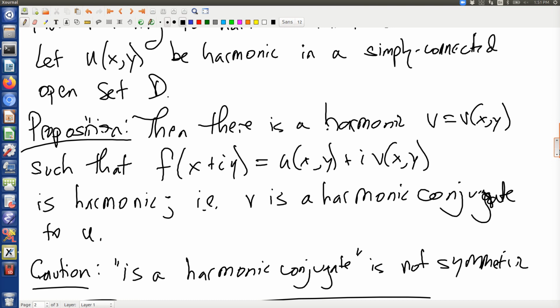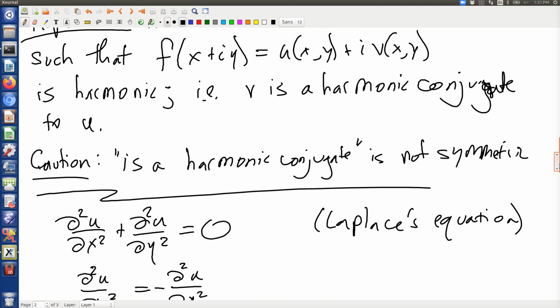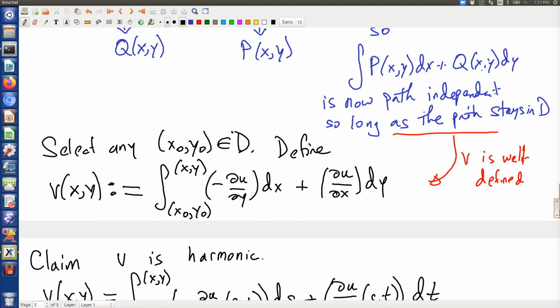If the domain's not simply connected, what can happen? What can go wrong? If the domain is not simply connected, then the problem is that v is no longer well defined. You could have potentially two different paths yielding two different values, and so this equation doesn't actually define a function. It defines a family of functions, and you have to pick one, and you can't.